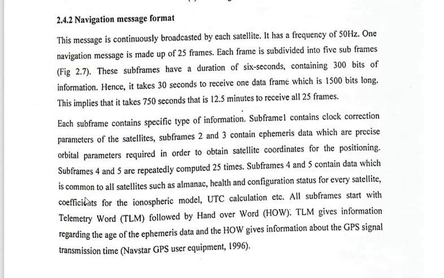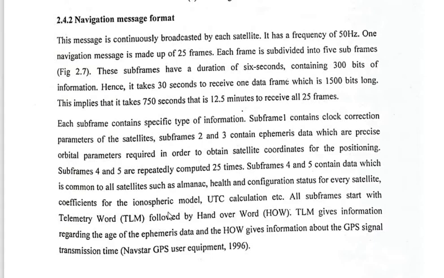Now comes your subframe 4 and 5, which are repeatedly computed 25 times. Subframe 4 and 5 contain the data which is common to all the satellites, the almanac. What is the almanac data? Health, configuration status of every satellite, coefficients of the ionospheric model, UTC calculation, meaning Coordinated Universal Time, everything will be present in that. So it will be repeatedly computed 25 times.